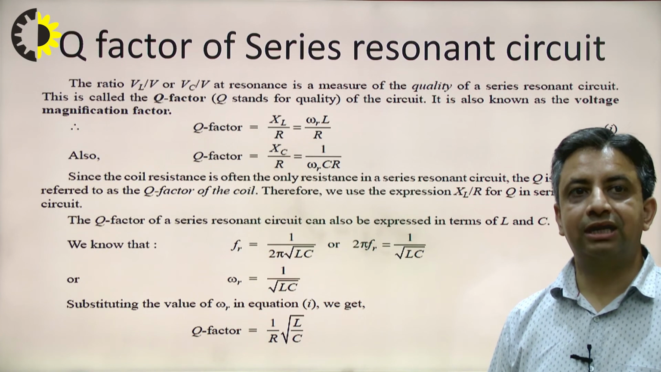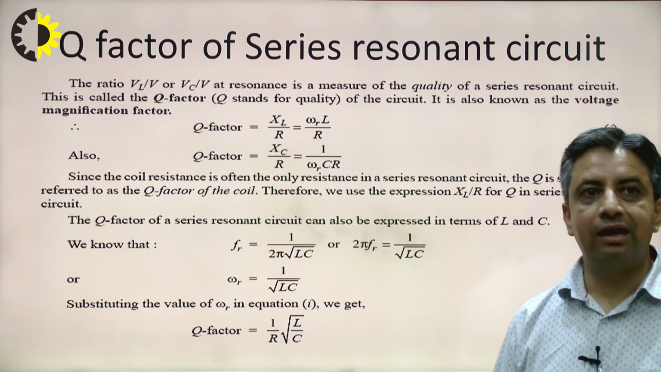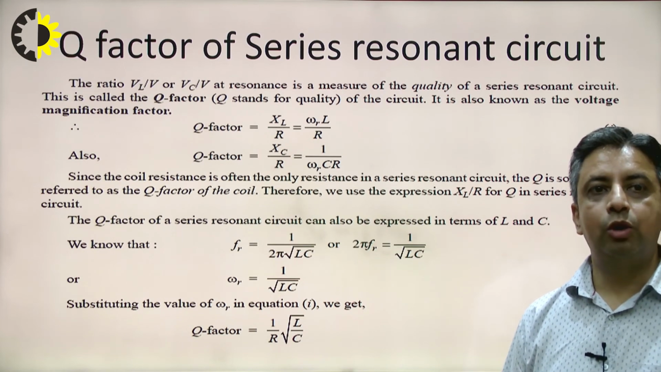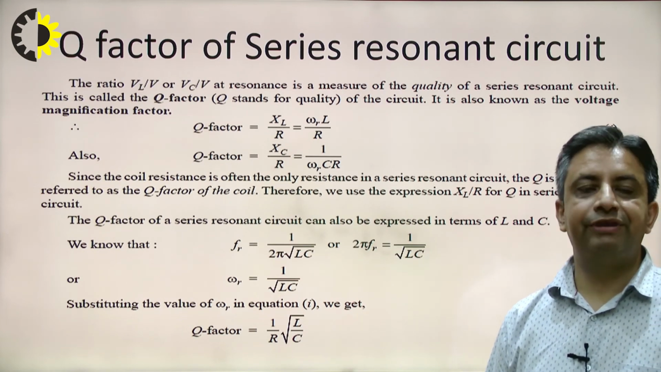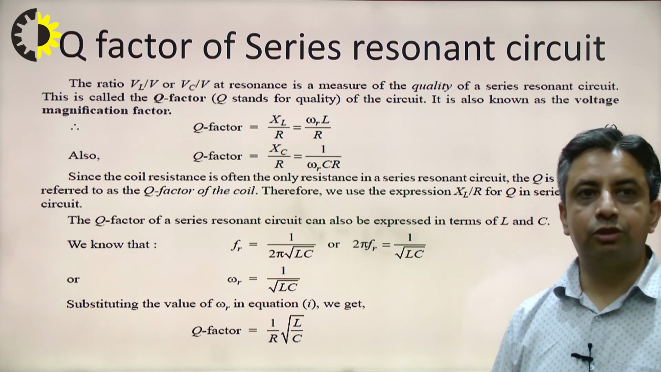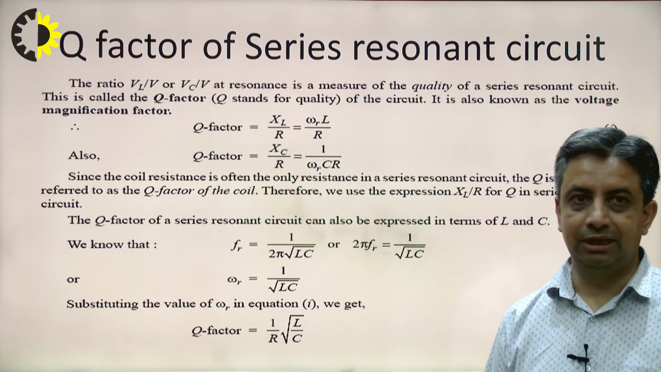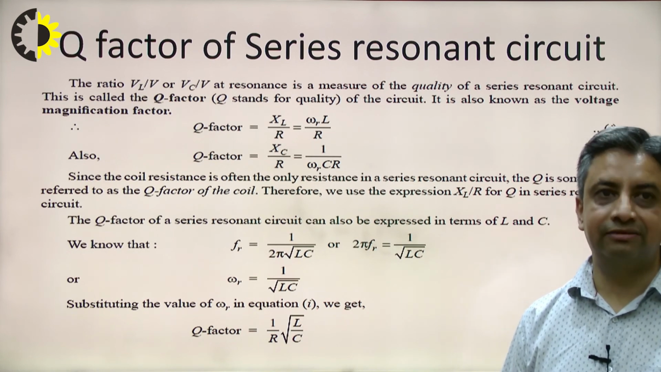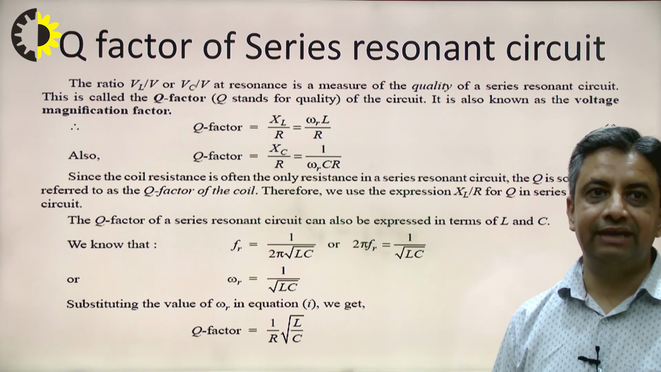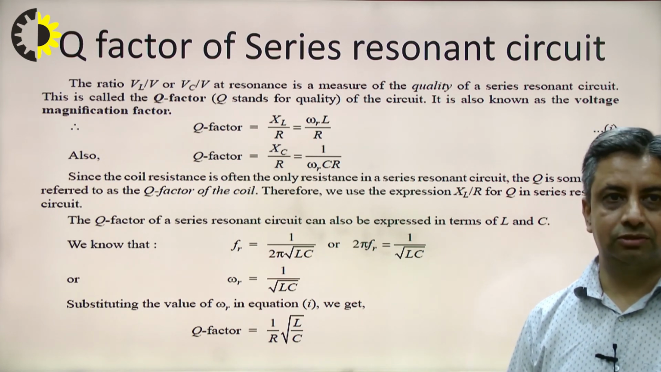In terms of inductance, it will be omega RL by R, and in terms of capacitance, it will be 1 by omega CR. So if we calculate the value of quality factor using either of the two formulas, we will get the same answer. The only difference is that in the first expression, we have considered the inductance of the coil, and in the second, we have considered the capacitance of the coil.